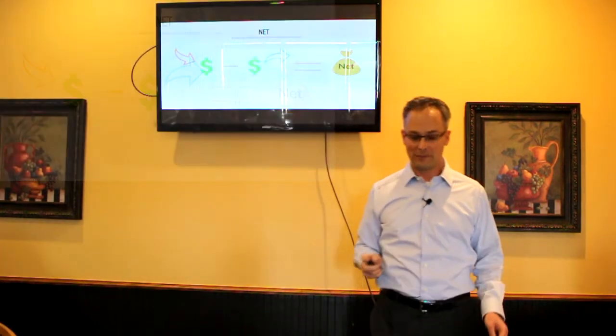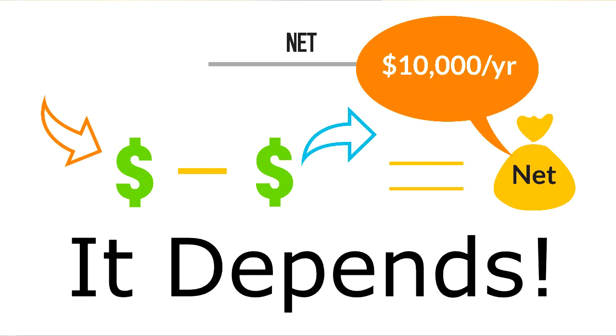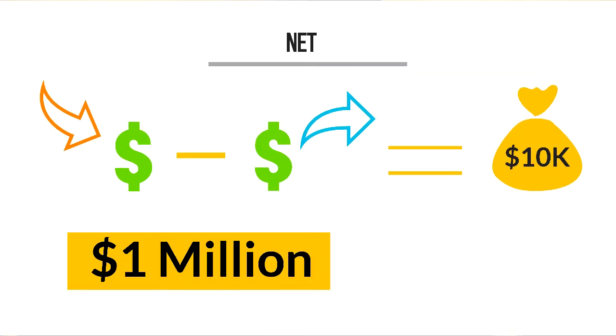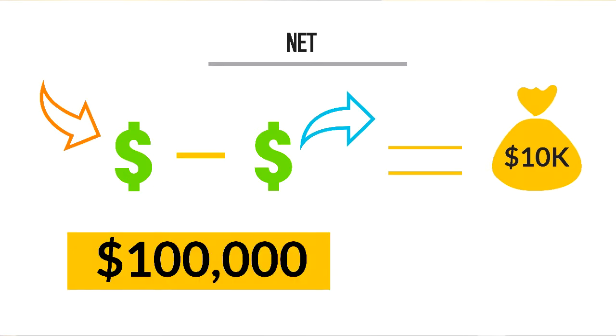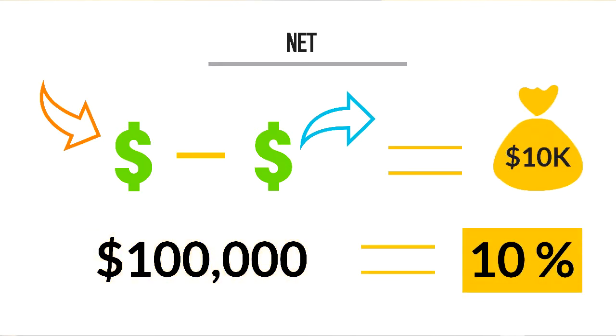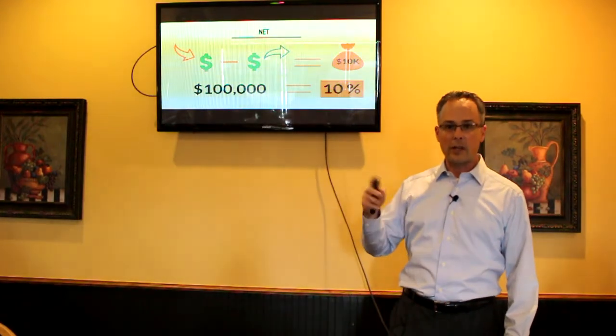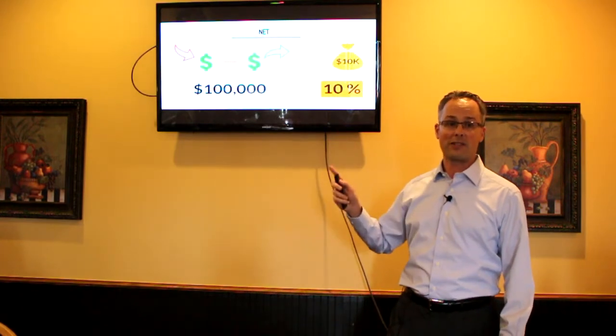Okay? So question. Is $10,000 a year a good net to make off a rental property? It depends. If you have a rental property that's $1 million, is that good? No, that's terrible. That's 1%. Okay, so if you have 100,000, is that good? 10%? And there are some people who will say, hey, I buy in markets where it's even better than that. So even 10's not good. But the thing that we can agree on is that these are two very different investments.